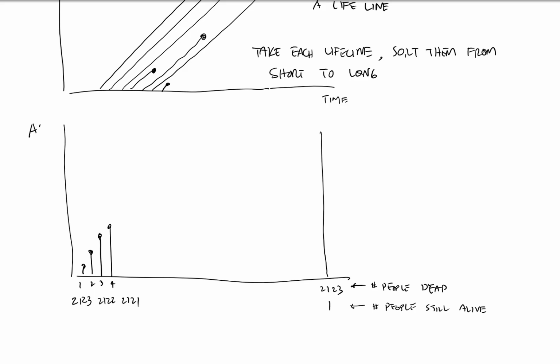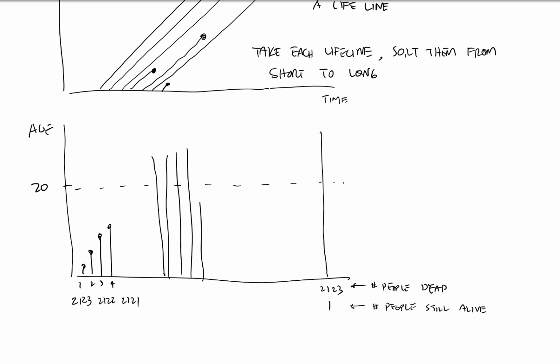So we have age up here. We could say how many people made it to age 20. And then this person unfortunately didn't. But all the people after this one made it beyond age 20. We could ask the same thing about age 30 or age 40.